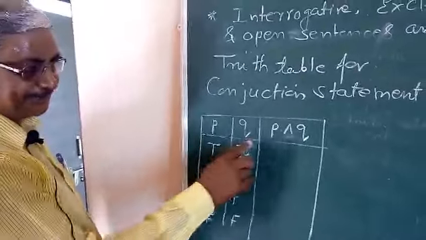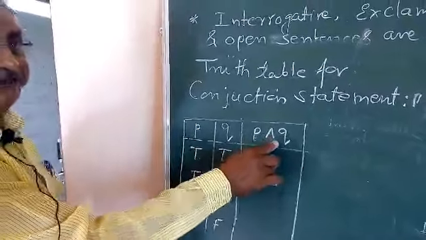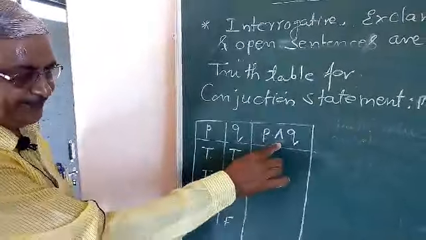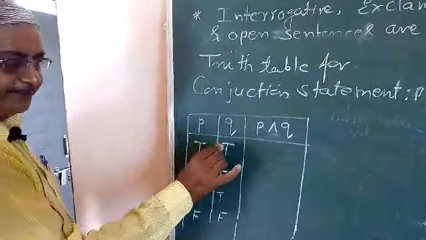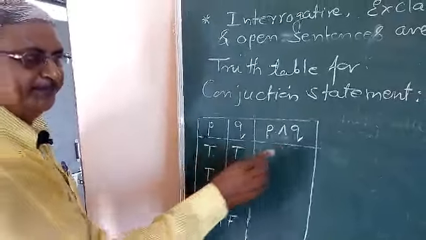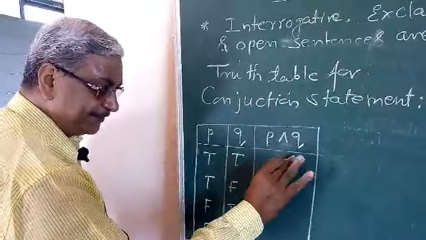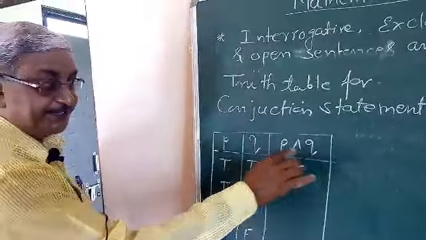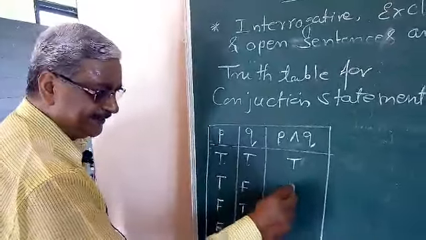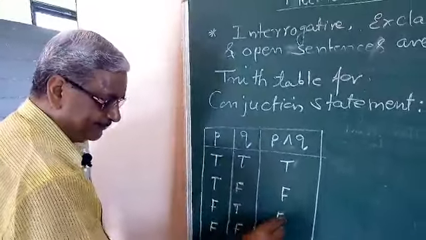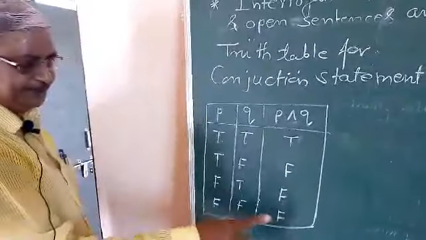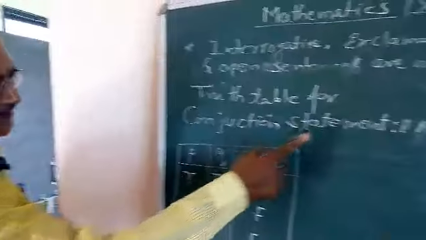So here, what is the rule for this? When is P and Q true? For truth values, if P is true and Q is true, then P and Q is true. That is, the conjunction statement is true, and otherwise it is false. So this is the truth table for the conjunction statement.